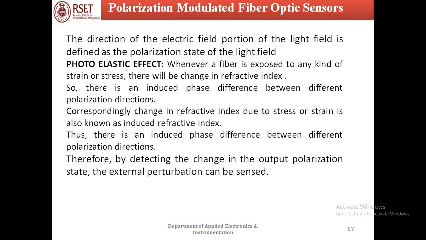Next is polarization modulated fiber optic sensors. The direction of the electric field portion of the light field is defined as the polarization state of the light field. Different types of polarization states of the light field are linear, elliptical, and circular polarization states. For the linear polarization state, the direction of the electric field always keeps in the same line during the light propagation. For the elliptical polarization state, the direction of the electric field changes during the light propagation. The end of the electric field vector forms an elliptical shape, hence it is called elliptically polarized light.